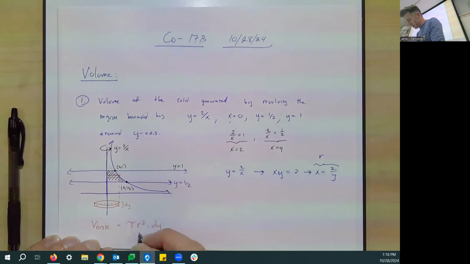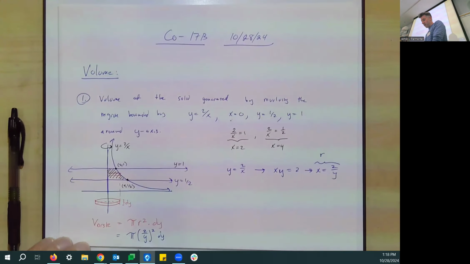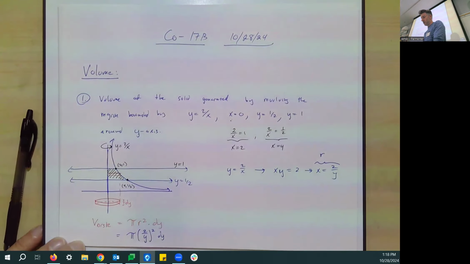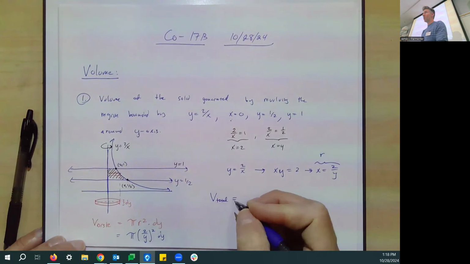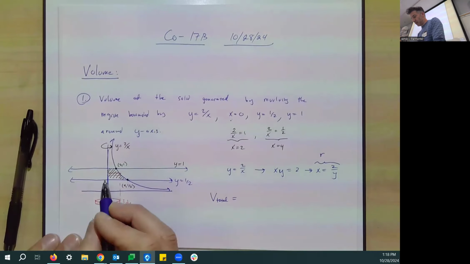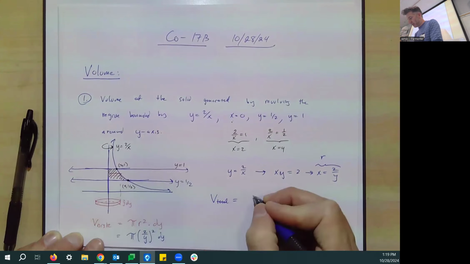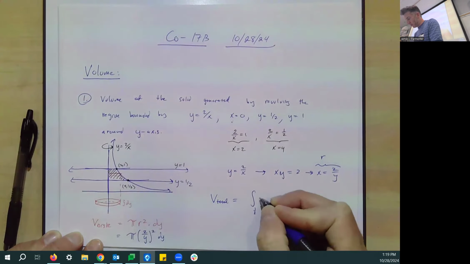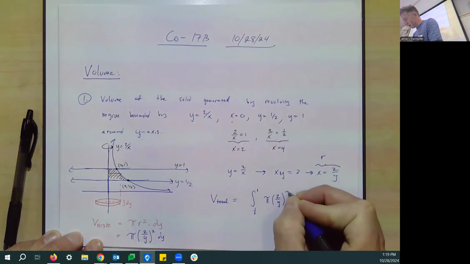So the volume of our disk is going to be pi times 2 over y squared dy. And the variable here in your function better match your differential variable. Then our total volume, we're just quote unquote adding up all the volumes of all the disks. So we're going to let the disks go as low as y equals 1/2, as high as y equals 1. Or in other words, we're going to integrate from 1/2 to 1 of pi times 2 over y squared dy.